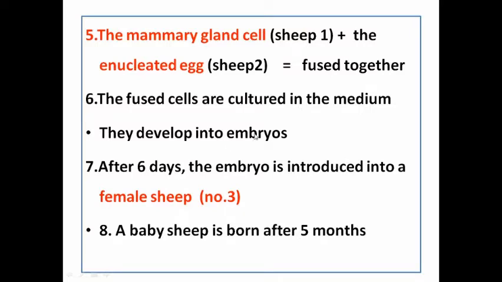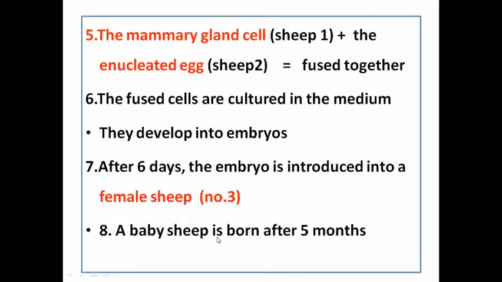Under stimulation, they develop into embryos. After the development of the embryo, what is the next step? After 6 days the embryo is introduced into female sheep number 3, another sheep. This sheep is called the surrogate mother.